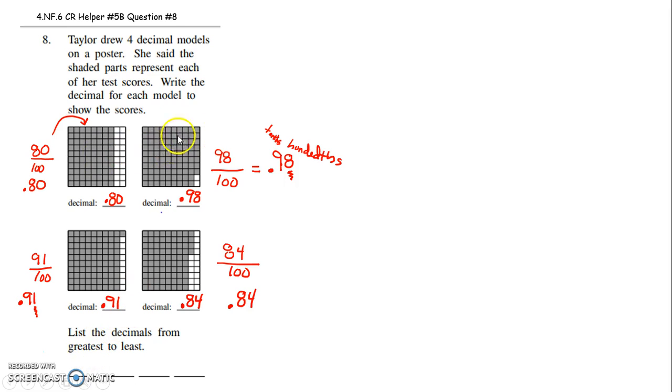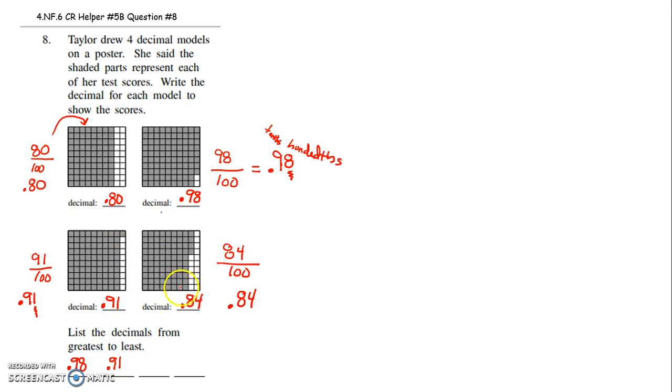So which one did they answer the most questions correct? This one right here. 0.98. You could think of that as like 98 cents. What did they get second best? They had 91 out of 100 questions correct. 0.91, that's like 91 cents going from greatest to least.